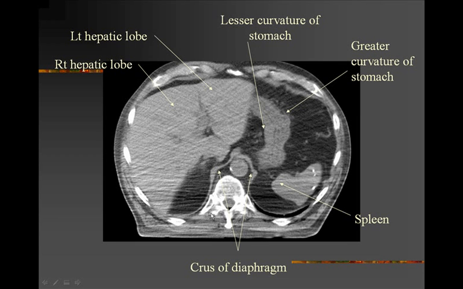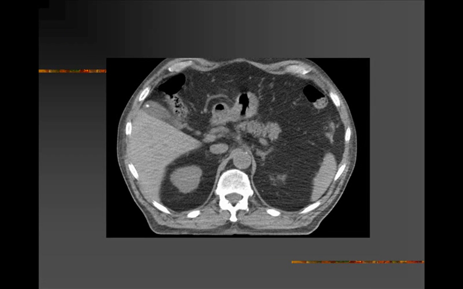Note always, this is the posterior end, this is the anterior end, this is the right side of the patient, and this is the left side of the patient. All CT scan slices use this conventional method to display images. The next image is at a level slightly lower or inferior to the previous one.